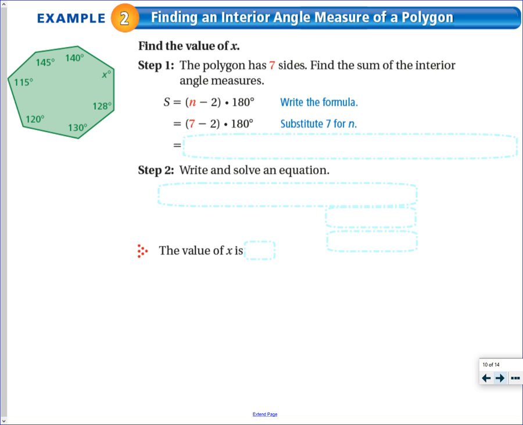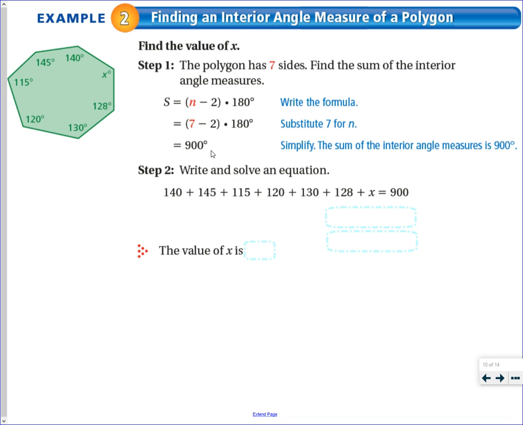So 7 minus 2 is 5. 5 times 180 is 900 degrees. Now, looking at this picture, I know all of the angles except for one of them. So I could add up all 7 of those angles and say that equals 900.